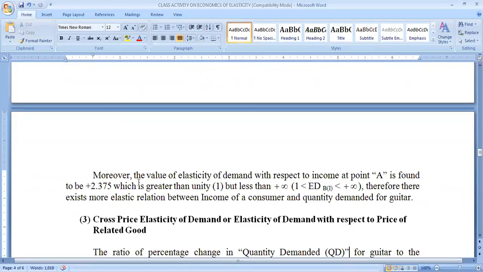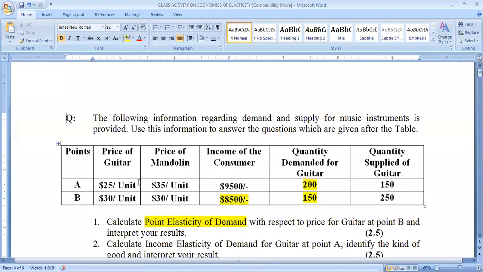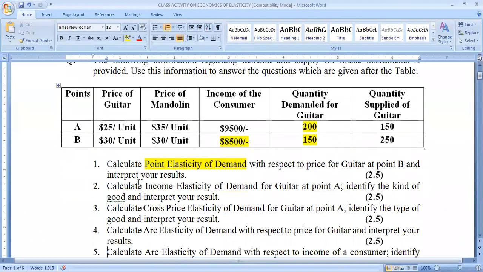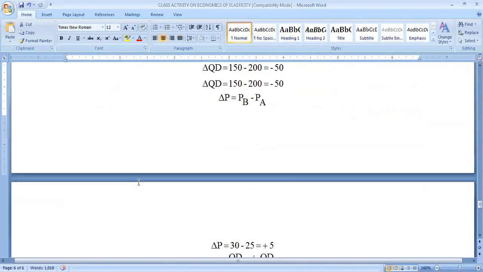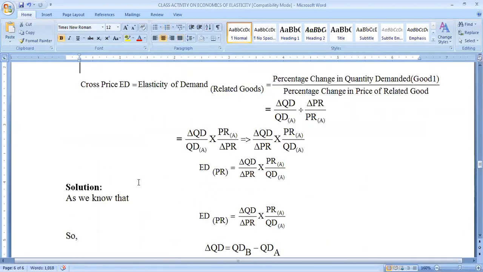Here comes the concept of income elasticity of demand. It is completed here, and right after this I'm going to move towards question number 3, which is: calculate cross price elasticity of demand for guitar at point A, identify the type of good, and interpret the result. Let's move towards question number 3.